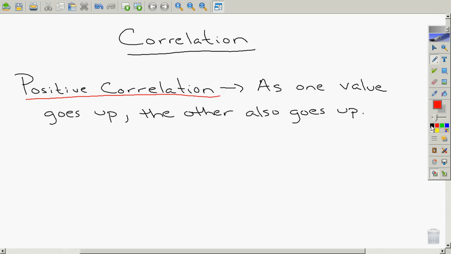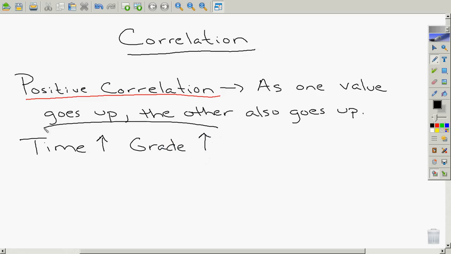An example of that would be the more time you spend studying, the higher your grade in class will go. So as the time increases, as time goes up, then your grade would also go up. That would be an example of a positive correlation.